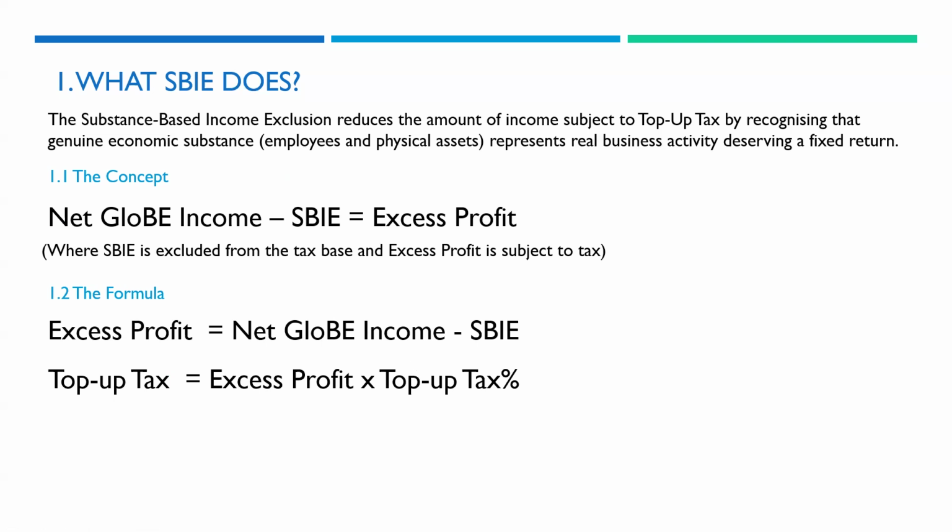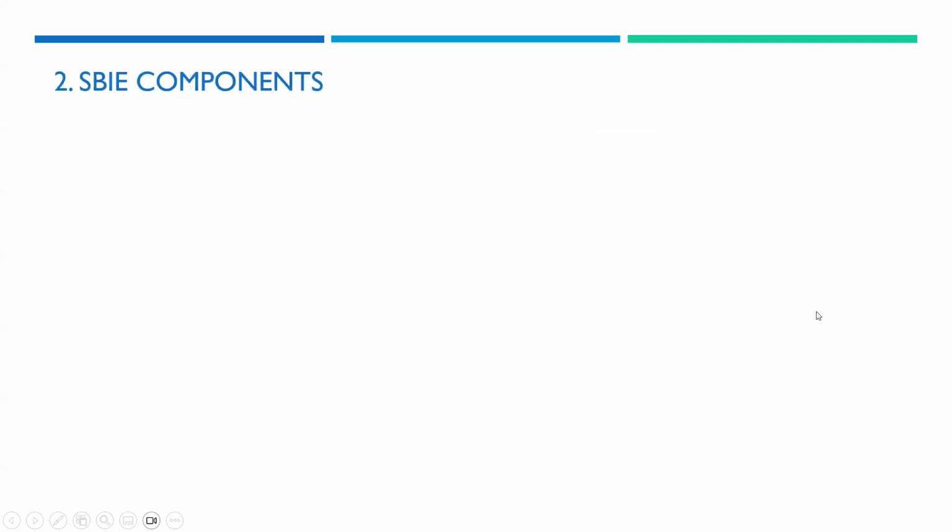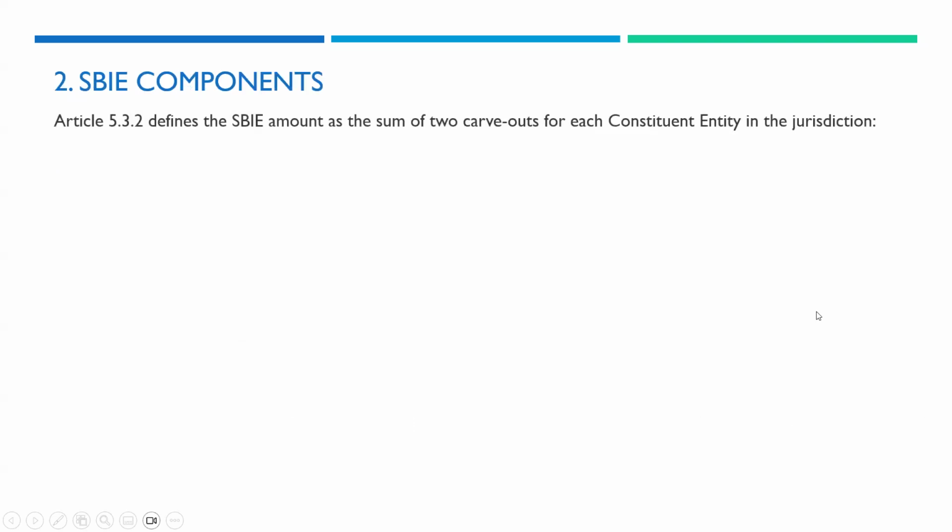And why we are doing that is what you have to really understand, because that's what you have to articulate in the exam. Not this formula, which is pretty basic, but why they are doing an SBIE. SBIE reduces the tax base on which top-up tax is calculated, not the rate. So higher substance is equal to lower top-up tax.